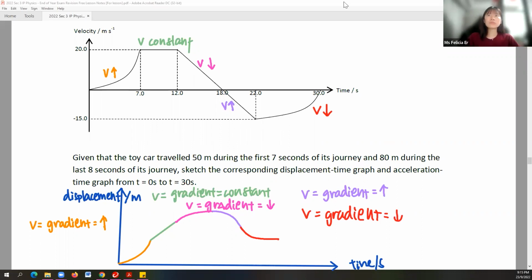So this is how you deduce for the displacement time graph. The acceleration time graph, I leave it to you.